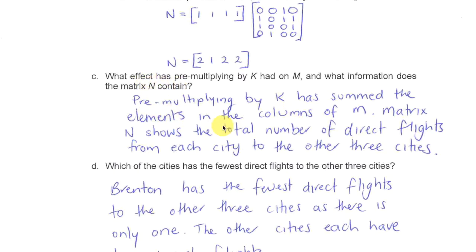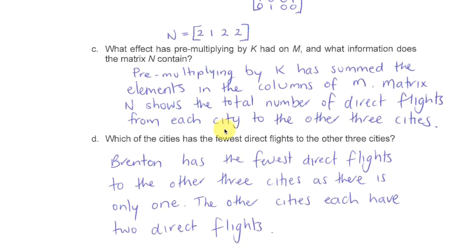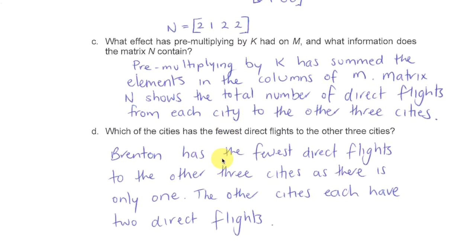What is it that it actually gives us? So basically what we're seeing is that with that N matrix, it tells us there from city A, there are 2 direct flights to the other remaining 3 cities. From city B, there is only 1 flight to the other 3 remaining cities. From city C, there are 2 flights to the other 3 cities. And the 2 here means that from city D, there are 2 direct flights to the other cities. With D, which of these cities has the fewest direct flights? And you can see that it's city B.